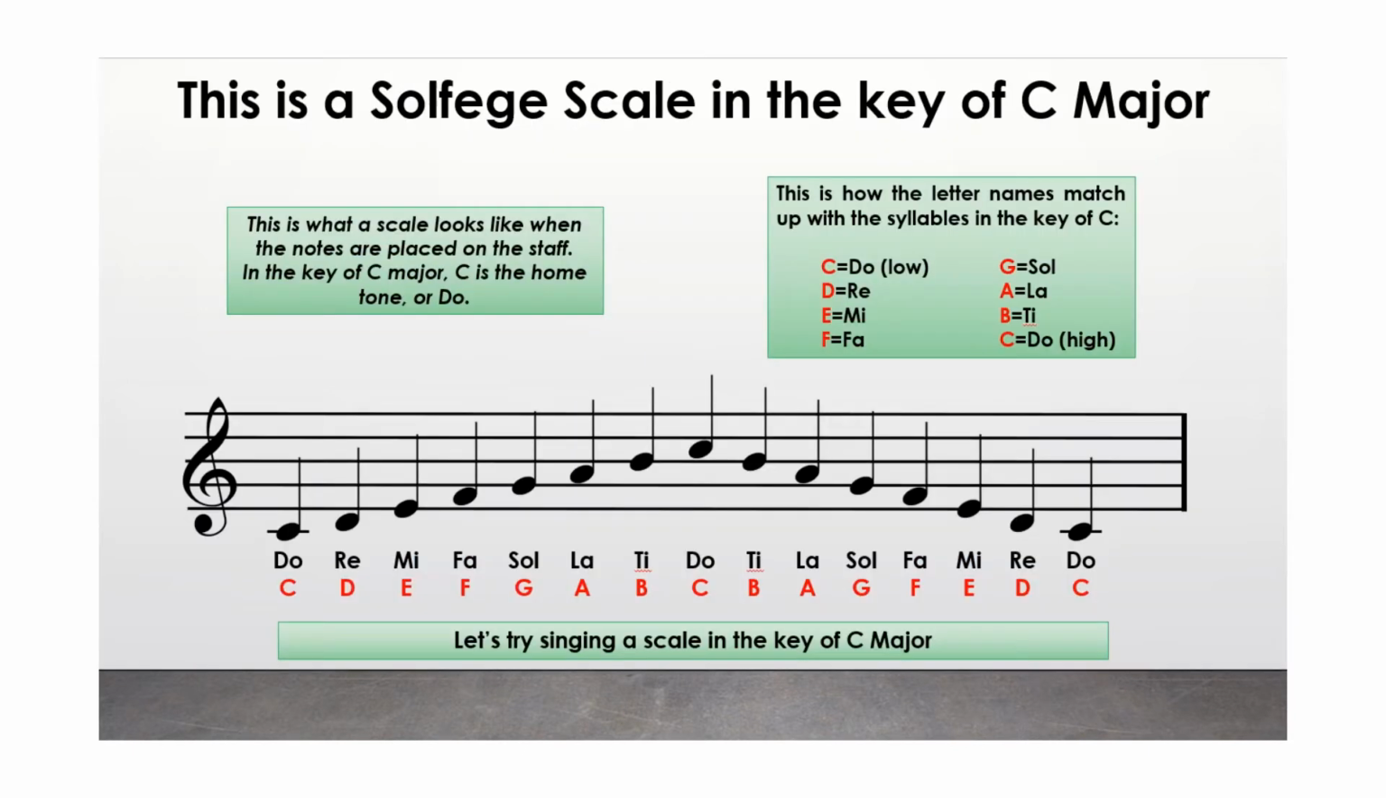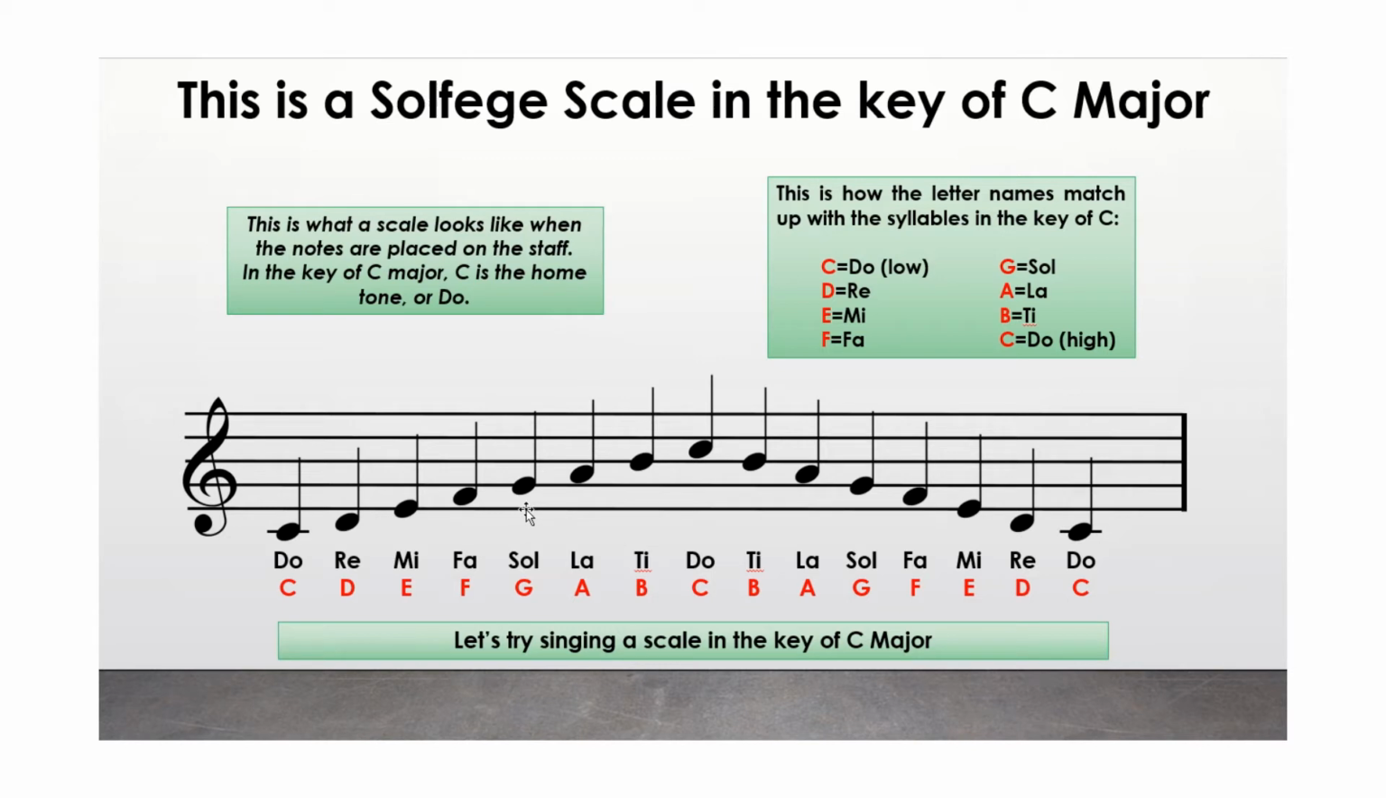Let's see what the solfege scale looks like when the notes are placed on the staff. In the key of C major, C is the home tone, or do, and it's located on the line note underneath the staff. Re, or D, is in the space under the staff, and you'll see that's a little bit higher than do. Mi is on the first line of the staff. Fa is in the first space.